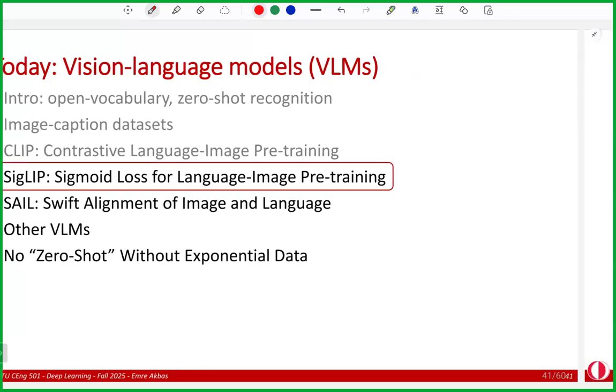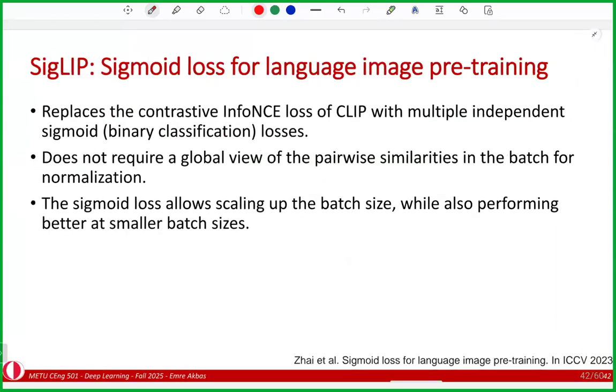So SigLIP is actually doing a very simple thing on top of CLIP. It replaces the contrastive InfoNCE loss of CLIP with multiple independent sigmoid losses. So replacing contrastive InfoNCE with binary classification losses. And this makes things much easier to train.